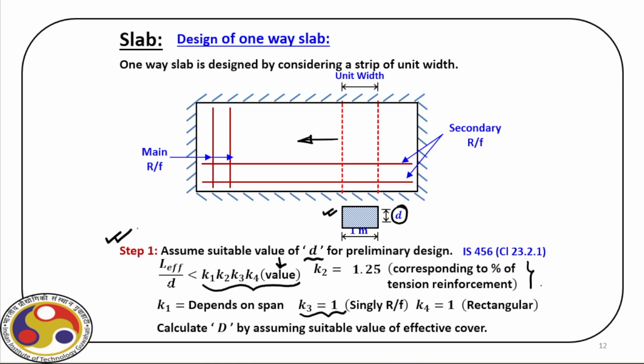Then from this criteria, if we put this here, the only unknown from this equation is D. So we can find out this D, and from that D we can find out what is the total depth of the slab. Over this effective depth, we have to add the diameter of the main rebar and then the clear cover, and we will get this total depth. So that is the first step, because this clause satisfies the deflection criteria.